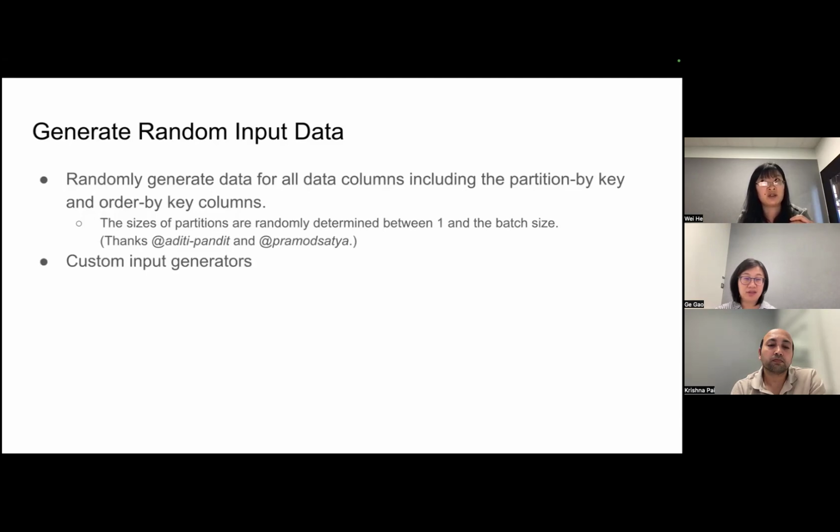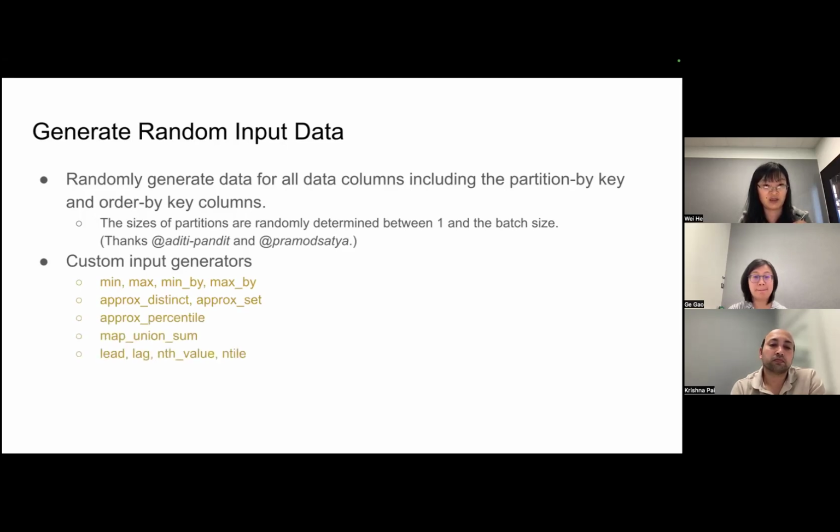Some of the functions may not accept totally random input data because they may expect some specific format of the data. For those functions, we use custom input generators. Those functions include min_by, max_by, the approx_percentile functions, map_union_sum, and some of the window functions. So for each group of those functions, we implement a custom input generator.